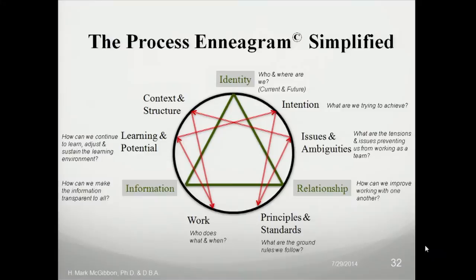Then we go to learning and potential. How can we continue to be a team, adjust, and sustain the teaming environment? Because let's face it, we all evolve. We're not the same person we were when we were 16, or when we were 30 years old. Well, you're 30 years old, so you're the same person. Thank you very much. And then context and structure: what is the context of our work? This is actually looking externally and internally.